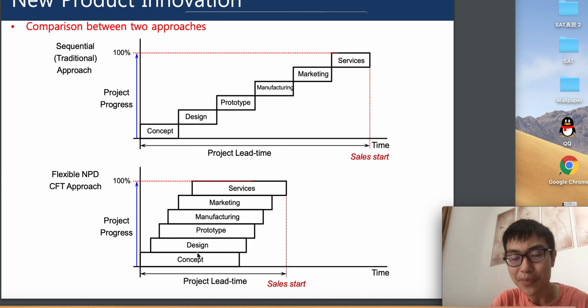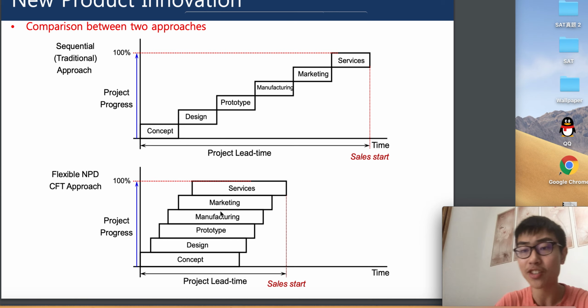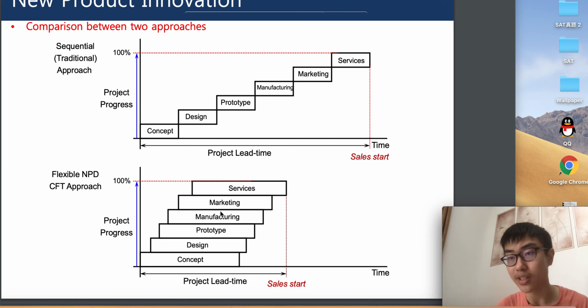And while the prototype team is coming up with sample 1, 2, 3, 4, 5, a manufacturing team comes in to try to manufacture the product, and they try to market this product and launch it in the market. But this whole process is still going on, which means they have a higher range of different products, and each team is working together in this state.